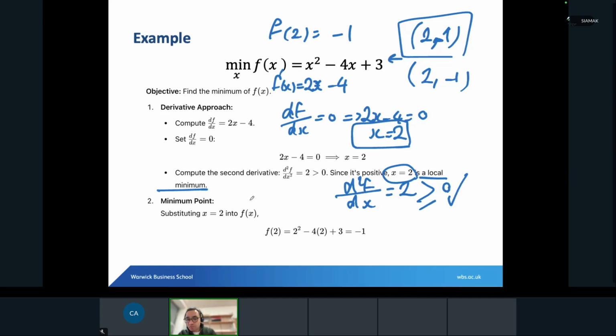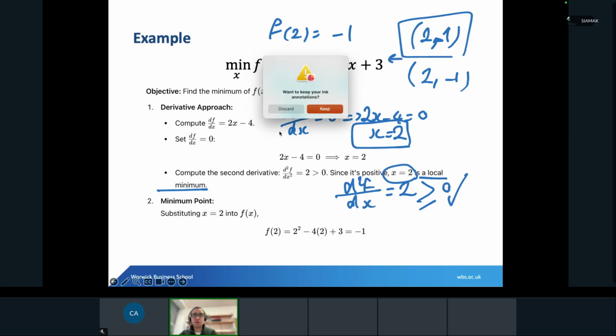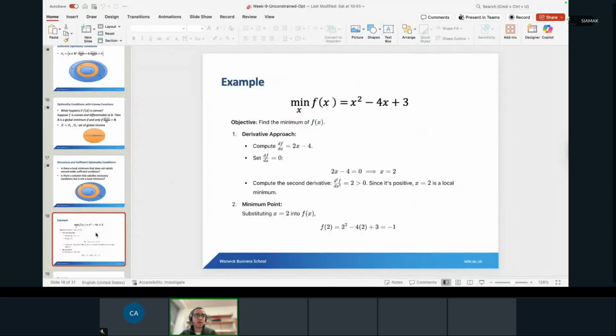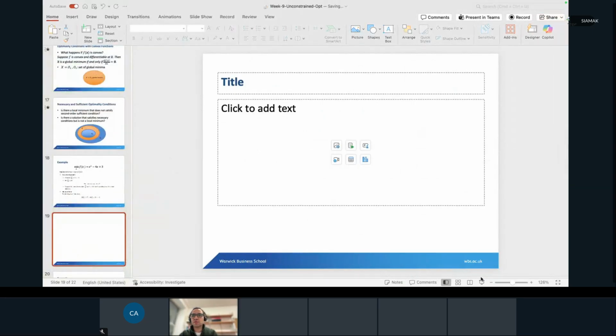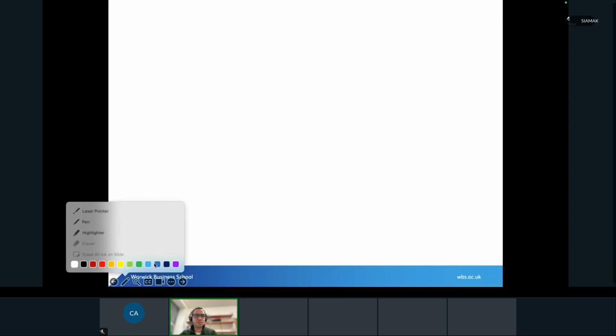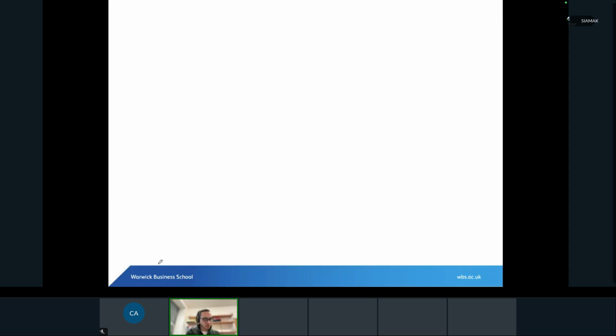For a local minimum to become a global minimum, we need the function to be a convex function. So I'll have this one here. Remember our discussions last week for the convexity.